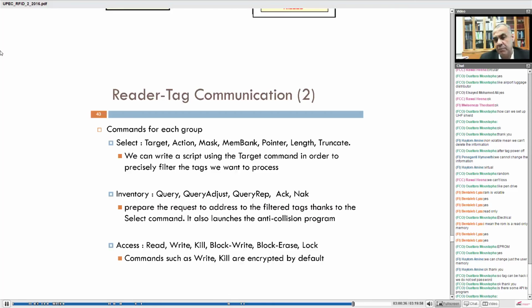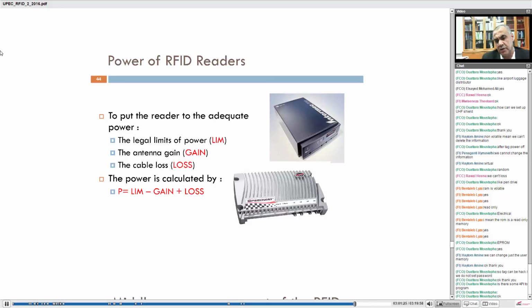Okay, just to give you an idea, it is important to know that the reader has 3 groups of commands: select, inventory, access. The role of each group must be known. The state of the tag must be known. And for the access group, you can read, write, kill, block write, block erase, and lock. This is the group of commands for the reader.